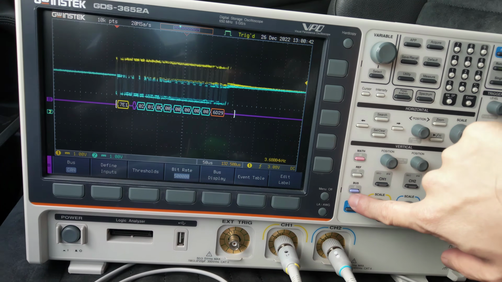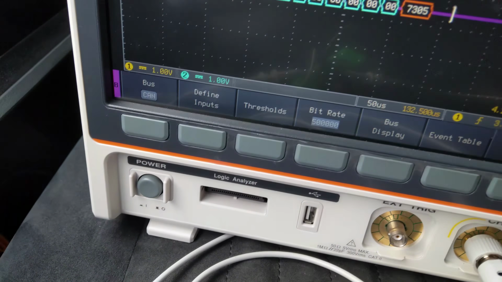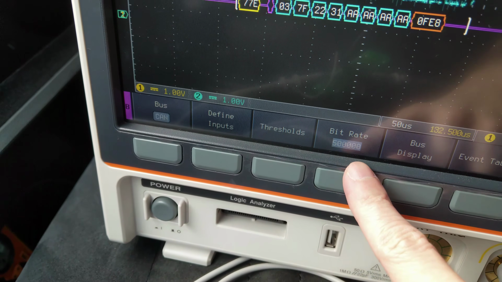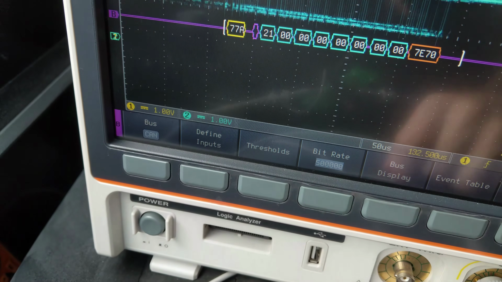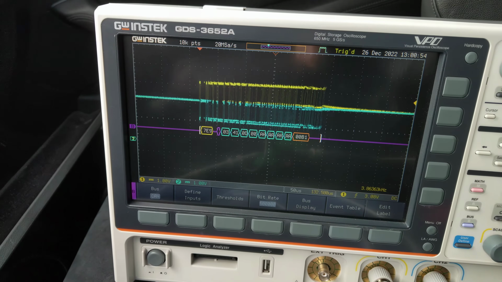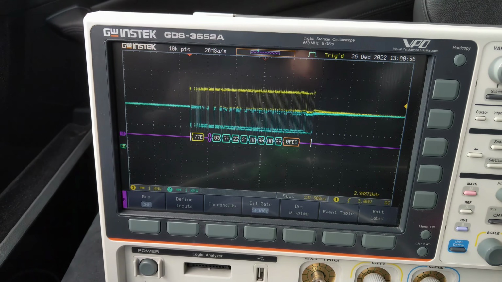Firstly, let's inspect the baud rate settings. The data rate is currently 500 kilobits per second in this system. Let's examine its waveform. This is data, right? It seems to start with the number 7.